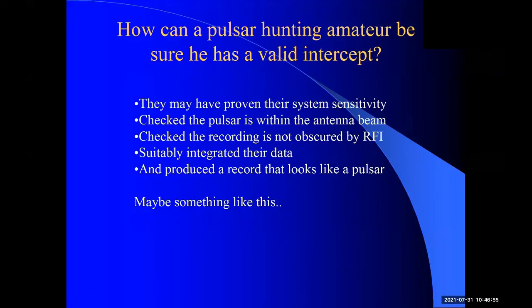He may have proven his system sensitivity, he's built his radio telescope, checked that the pulsar is within his antenna beam, checked the recording is not blanked by RFI, radio frequency interference, and suitably integrated their data, and produced a record that looks like a pulsar, maybe something like this. Now, the question we've got to answer is: is the spike in the middle a pulsar, or is it a noise pulse? Is it an RFI pulse? Or is this the pulsar?